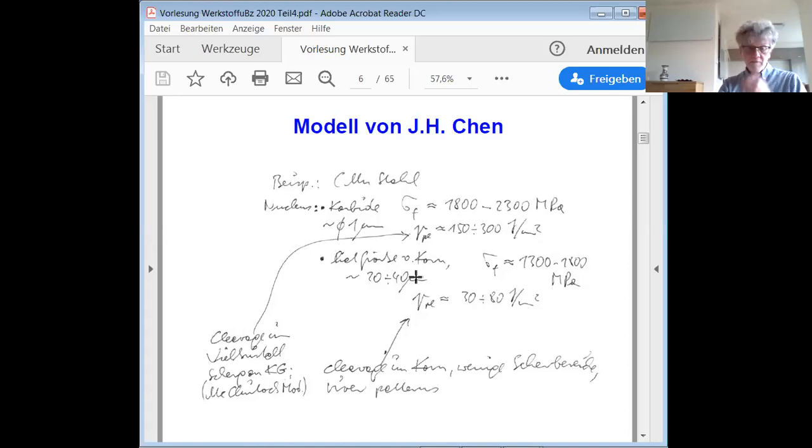If the crack nucleus has the size of a grain, it is of course much larger, depending on the grain size between 20 and 40 micrometer. And then you see that the cleavage fracture stress is much lower. It lies between 1,300 and 1,800 megapascal. And also the work for producing cleavage fracture is much lower than in the upper case. It lies around 50 joules per square meter.